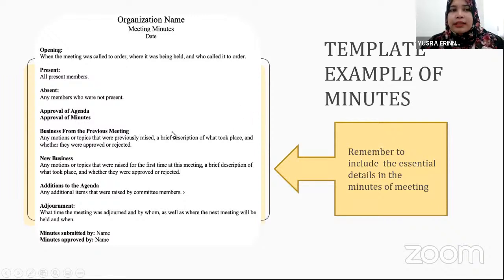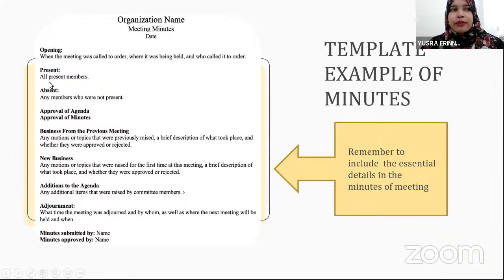Why do I say it's free flow? It's not that structured. It's just a matter of you put the point and then you elaborate something. So that's why it's a free flow. So in a free flow meeting minutes, of course you need your organization name, and you need to label it, meeting minutes, date, opening, who is present.